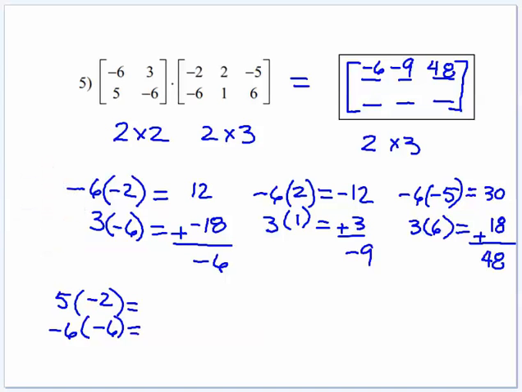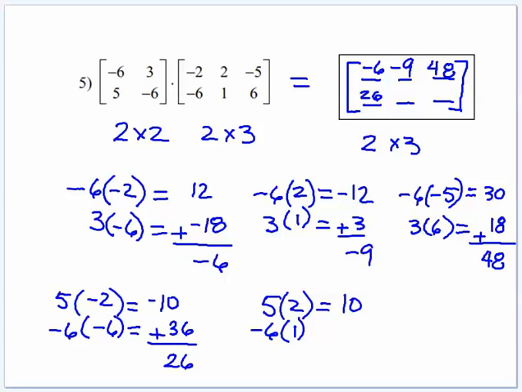We'll now multiply and then add. 5 times -2, -10. -6 times -6 is +36. 36 minus 10 is 26. That's going to go here. Next, we have the 5 and the negative 6, and with the 2 and the 1. This is 10, negative 6. 10 minus 6 is 4. 4 goes here.